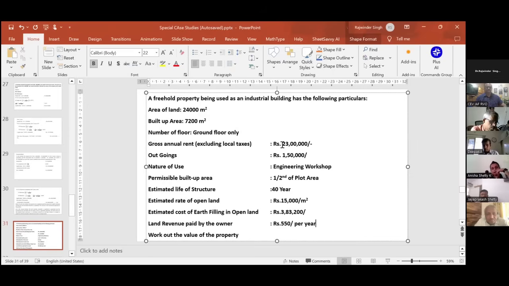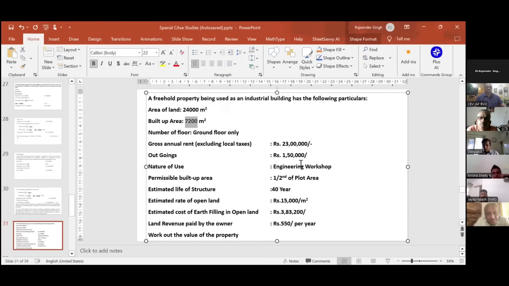See here, this is the gross annual rent. This is the outgoing. And the land is 24,000 square meter, out of which built up area is 7,200 square meter. So how will you proceed in this question? Calculate present value and deduct development cost.